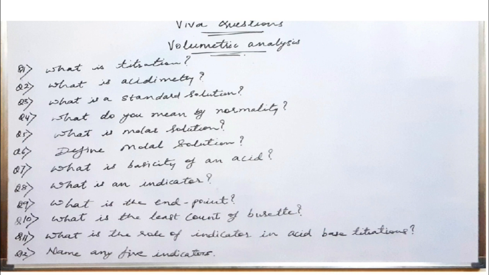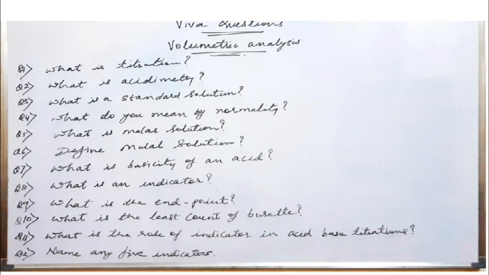What is an indicator? It is basically a reagent which is used to locate the exact completion state, that is the endpoint of the reaction. You can locate that endpoint with the help of a change in color, and such a substance which helps to do so is called an indicator. What is the endpoint? The point at which the reaction is just completed in titration is called the endpoint.